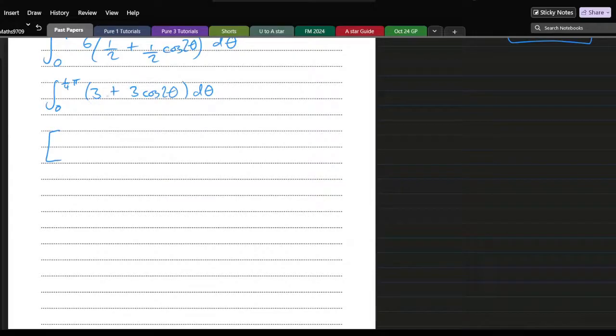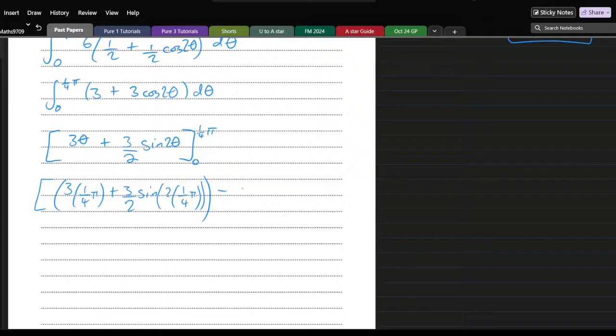If you integrate 3, you get 3 theta, plus if you integrate your cos 2 theta, you're going to get 1 over 2 sine 2 theta. Alright, and it's being multiplied by 3, of course, so that's why it's 3 over 2. And our limits are from 0 to 1/4 pi. We can go ahead and substitute our limits in. We'll start with the upper limit. That's 3 times 1/4 pi plus 3 over 2 sine 2 times 1/4 pi. Be careful with your brackets here.